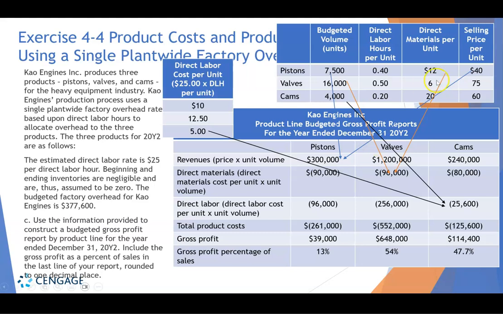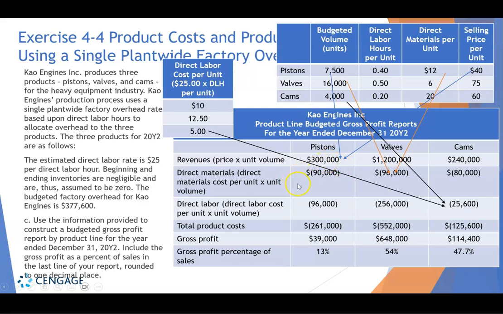The direct materials, $12 times 7,500 would be the direct materials. The direct labor would be the $10 times, excuse me, am I doing that right? Pistons, $10, yes, times the 7,500 units would give us our direct labor. Somehow that number doesn't look right to me, so I'll have to get back on that.